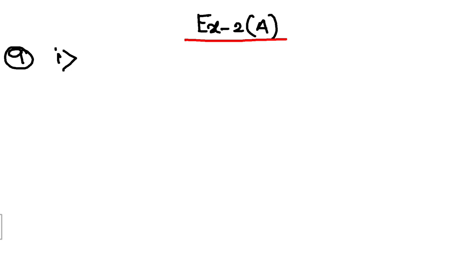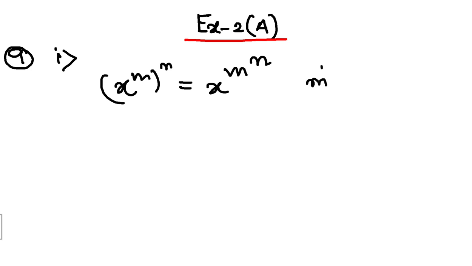It's given that x to the power m whole to the power n is x to the power n to the power m. Okay, this is what is given. So you have to prove that m to the power n minus 1 into n to the power m minus 1 is equal to n to the power m. Okay, so it looks complicated, so don't get scared.